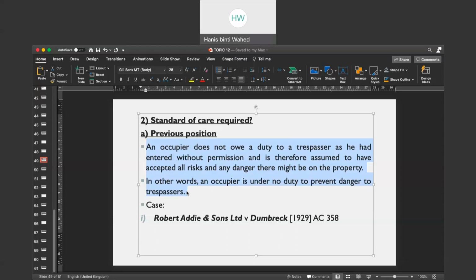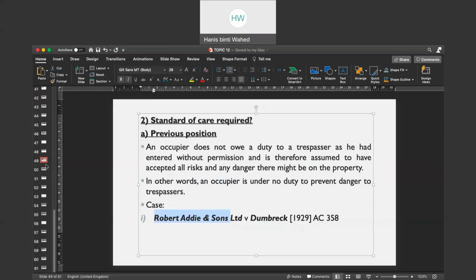Okay, and this is based on the case of Robert Eddy. If you read old textbooks, especially for example Winfield, it mentioned that the general rule is that the trespasser has to take the premise as he finds it. So previously the occupier would not owe any duty towards the trespasser. Okay, no need to take any reasonable care or protect the trespasser from any concealed danger. This is the previous position.